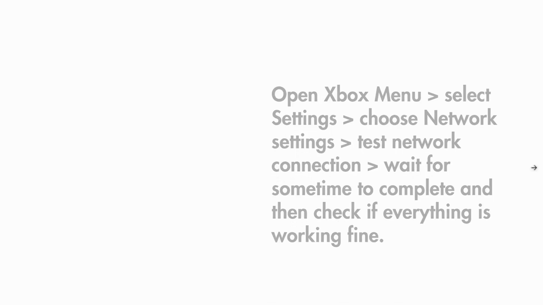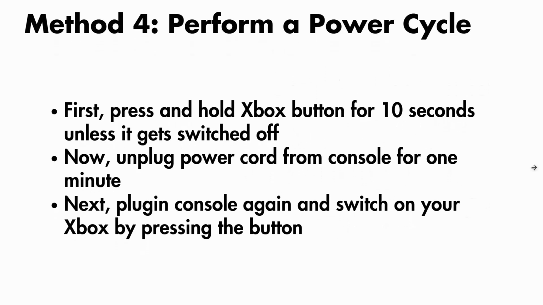If not, next is to perform a power cycle. For that, press and hold Xbox button for 10 seconds until it gets switched off. Now unplug power cord from console for 1 minute. Next, plug in console again and switch on your Xbox by pressing the button.